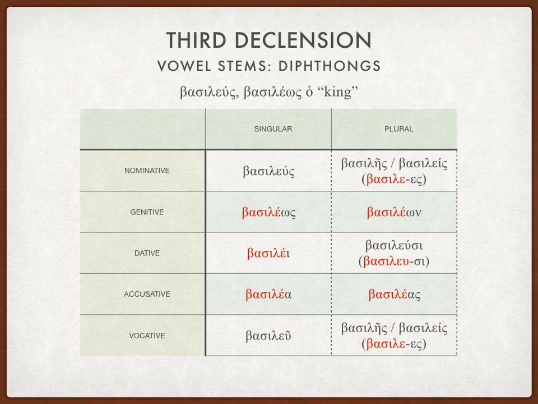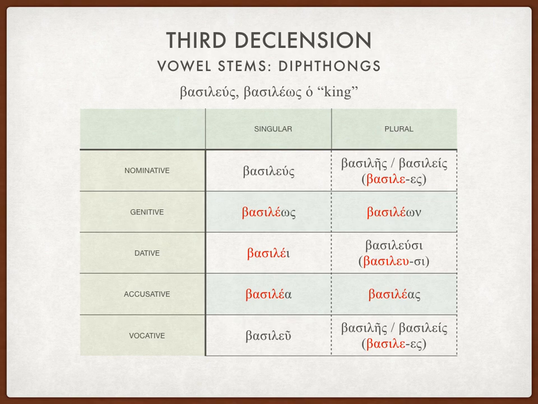Genitive plural, basileon, easy, perfectly normal third declension ending. And the dative plural, basileosi. Again, I'm just kind of adding basile with sigma and lengthening it a little bit. So it's just basileosi, slightly irregular, but again, easy to recognize as dative plural. And the accusative, basileas, the kings. The vocative is just the same as the nominative, basileis, spelled one of two ways.